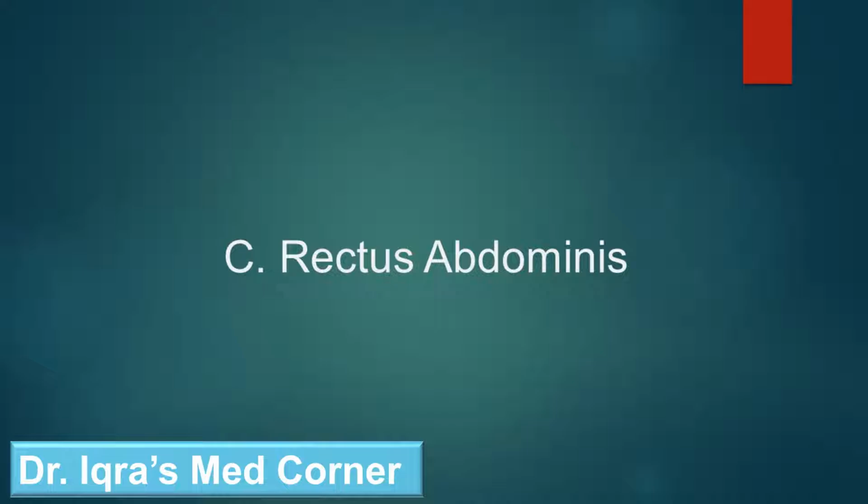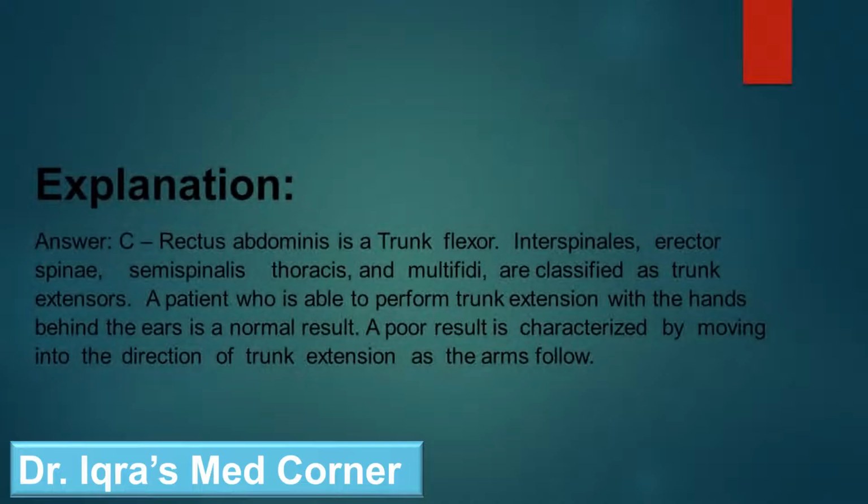rectus abdominis muscle, which is the flexor of the trunk, not the extensor of the trunk. So here we have the explanation. Rectus abdominis is a trunk flexor, and the trunk extensors include interspinalis, rectus spinae, semispinalis thoracic, and multifidus. These muscles are all included in the trunk extensors. A patient who is able to perform the trunk extension with the hands behind the ears is a normal result. A poor result is characterized by moving into the direction of trunk extension as the arms follow.